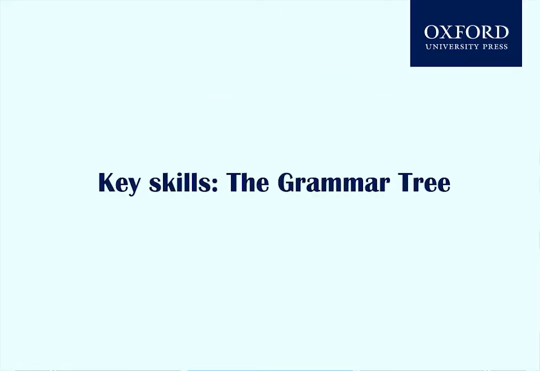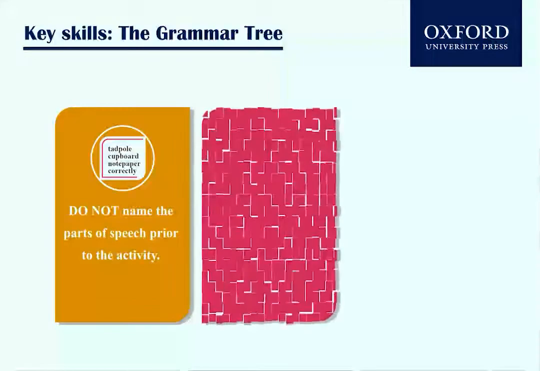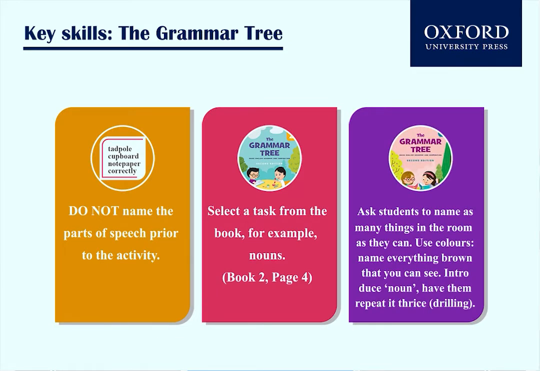Simplifying grammar implies linking learning to the student's experience. When teaching parts of speech, teachers need not necessarily name the part of speech or give an explanation. They could ask the students to look around them without naming the parts of speech prior to this activity. For example, from Book 2, page 4, we have an exercise where students look around them and discuss what they see. So, for example, I have a box of sweets is sentence 1.